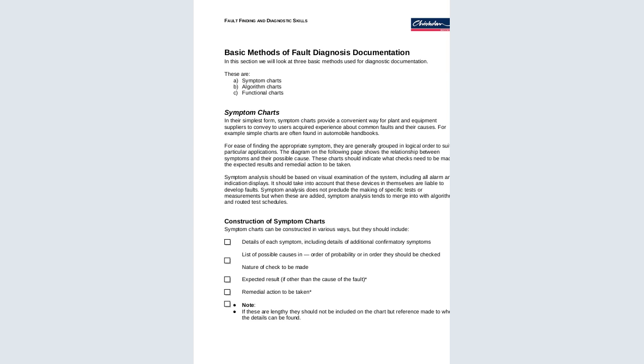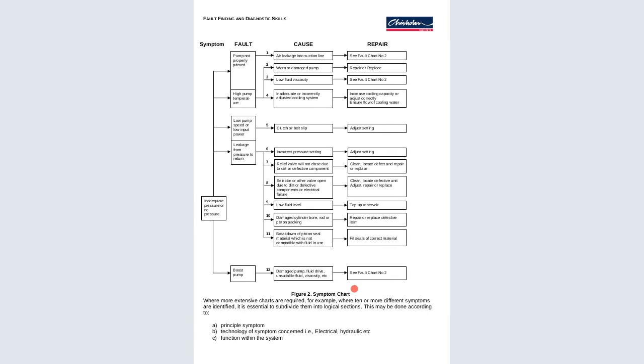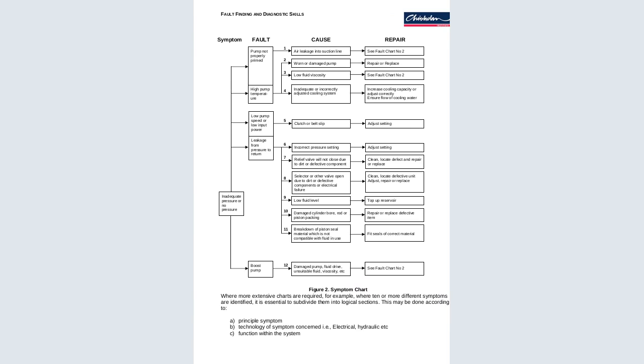The synopsis chart provides a convenient way for a plant or equipment supplier to convey the user's acquired experience about the common faults. Synopsis is maybe what we normally have. In the construction of a synopsis chart, you give details of each symptom, including the procedures, the nature of the check to be made, expected results, and the remedial action. So now you can make a chart. You know the fault, you identify the symptom, you identify the cause, and then you repair that.